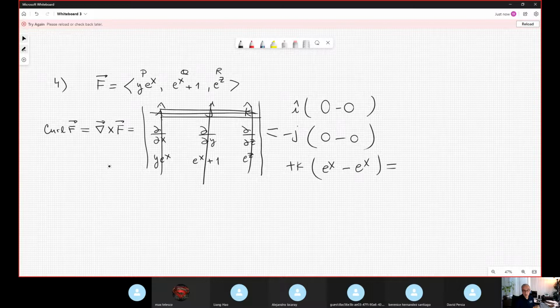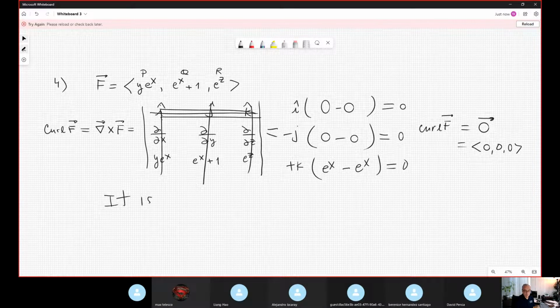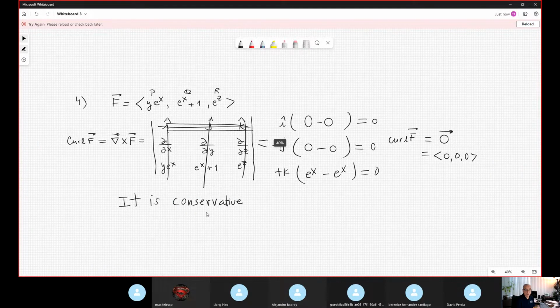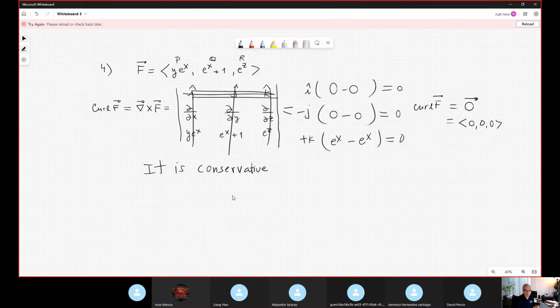Those are 0, 0, 0, therefore the curl of this vector field is the zero vector. Okay, it's equivalent to 0, 0, 0. So we can affirm that it is conservative. Okay, after that, we dedicate the time to compute the potential function, because I know it exists.